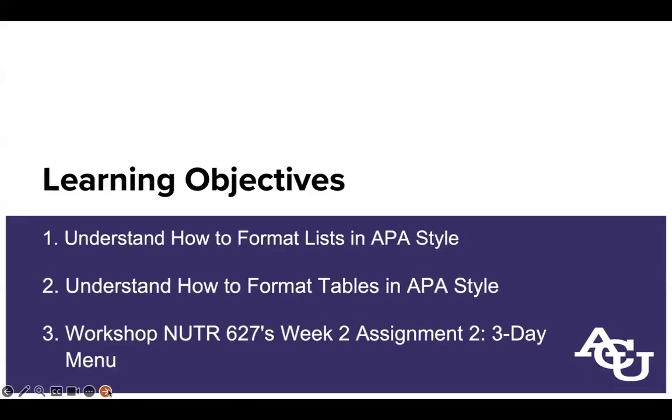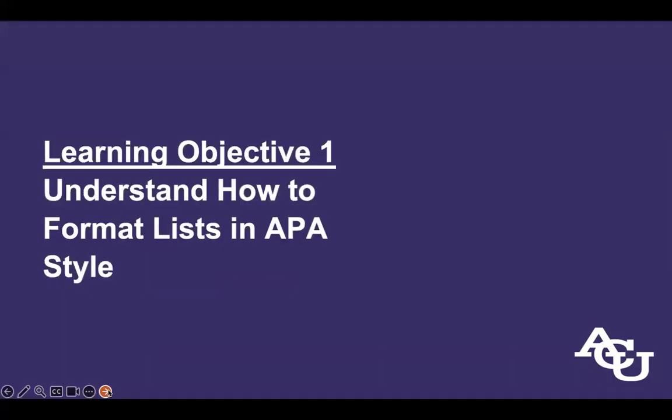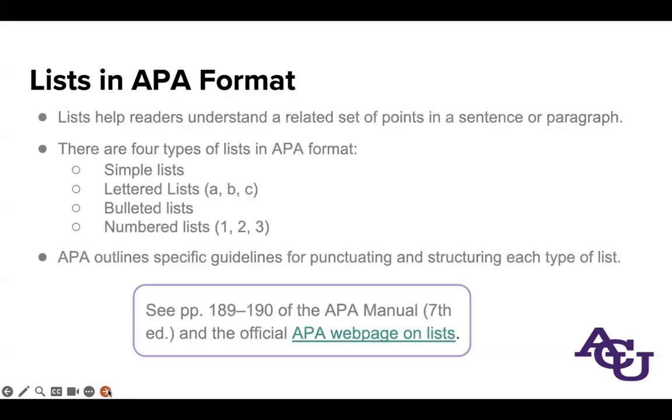So here are our learning objectives for the webinar. By the end of tonight's session, we will understand how to format lists in APA style, understand how to format tables in APA style, and we'll workshop NUTR 627's Week 2 Assignment 2, the 3-day menu. So first, we're going to start with learning objective 1, understand how to format lists in APA style.